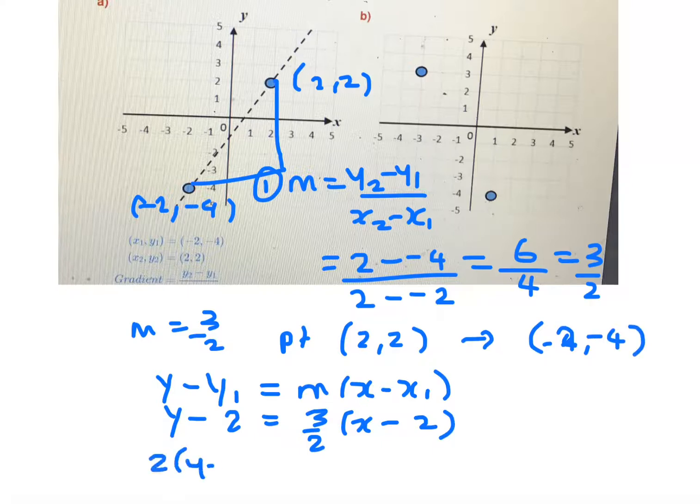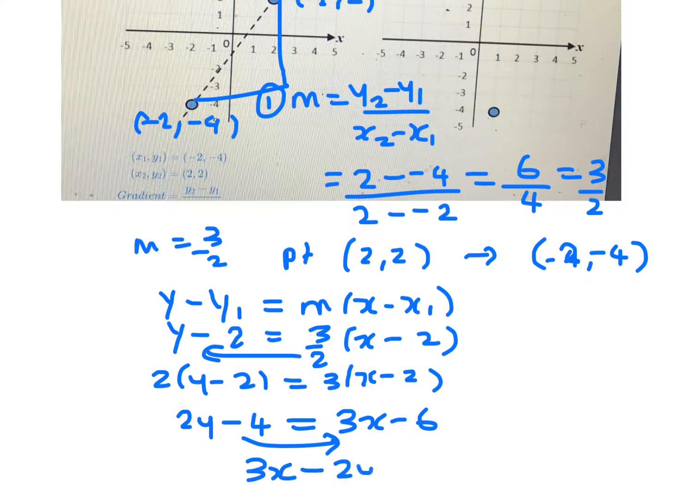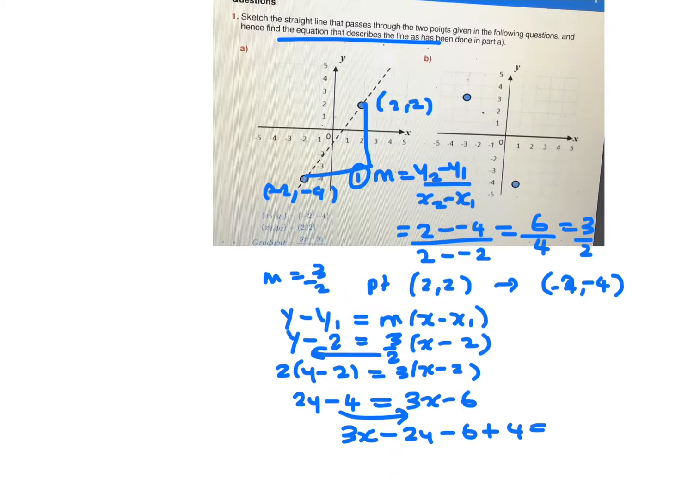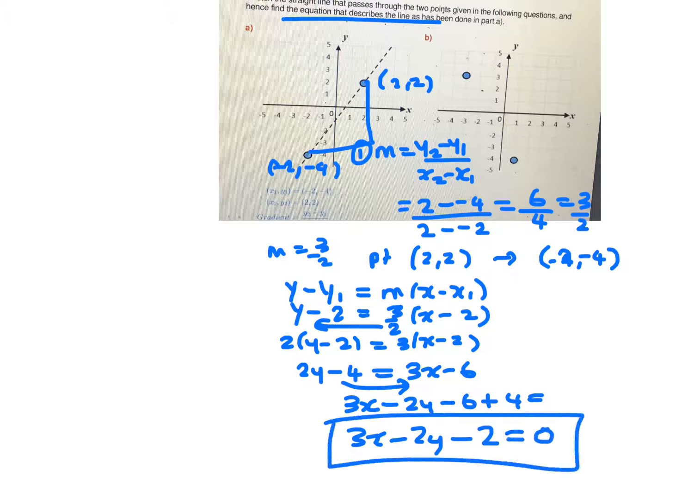So if you multiply that over to the other side, 2 times (y minus 2) equals 3 times (x minus 2). And then just expand the bracket: 2y minus 4 is 3x minus 6. I like to bring it all to the one side. So it's 3x minus 2y minus 6 plus 4 equals 0. This is called general form. So 3x minus 2y minus 2 equals 0.